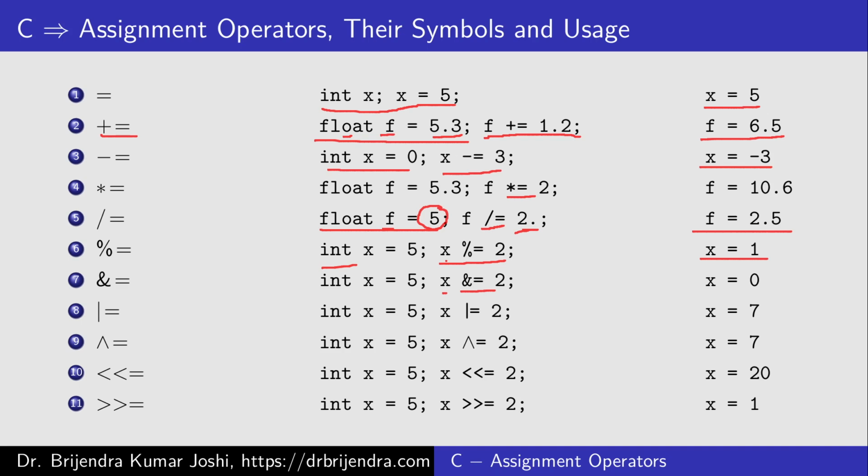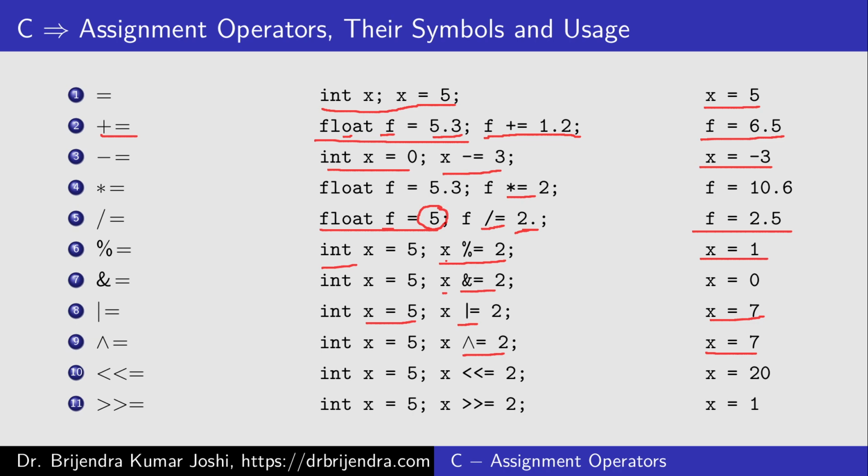So the new value of x would be 0 in this case. Similarly, bitwise OR assignment. The current value of x is 5. Suppose I have reinitialized it, and OR 2, it is 7. Here this is bitwise exclusive OR, again the value is going to be 7.